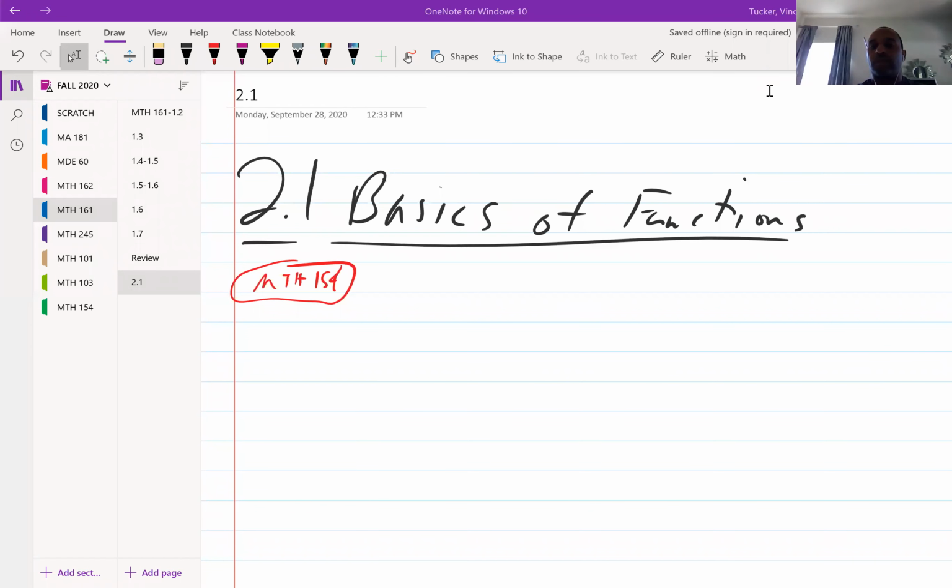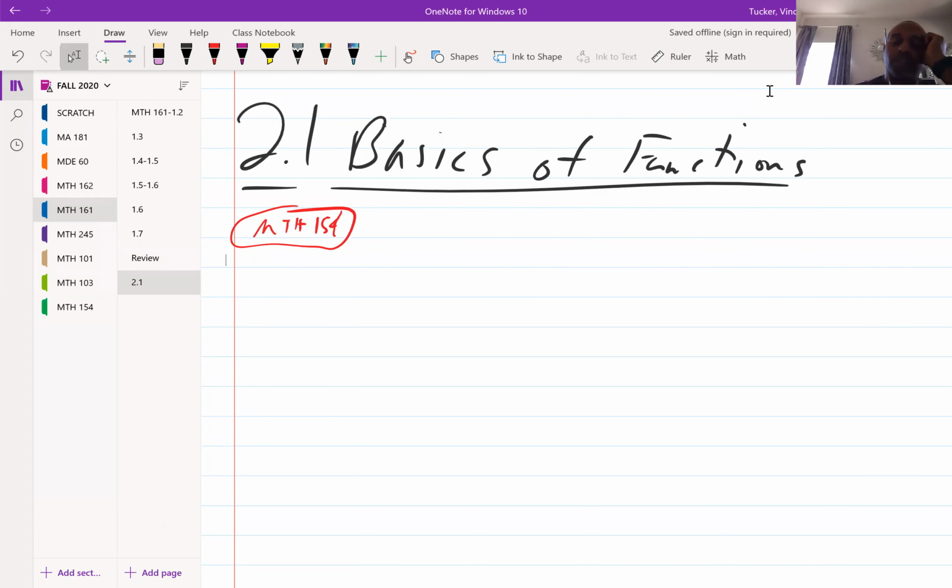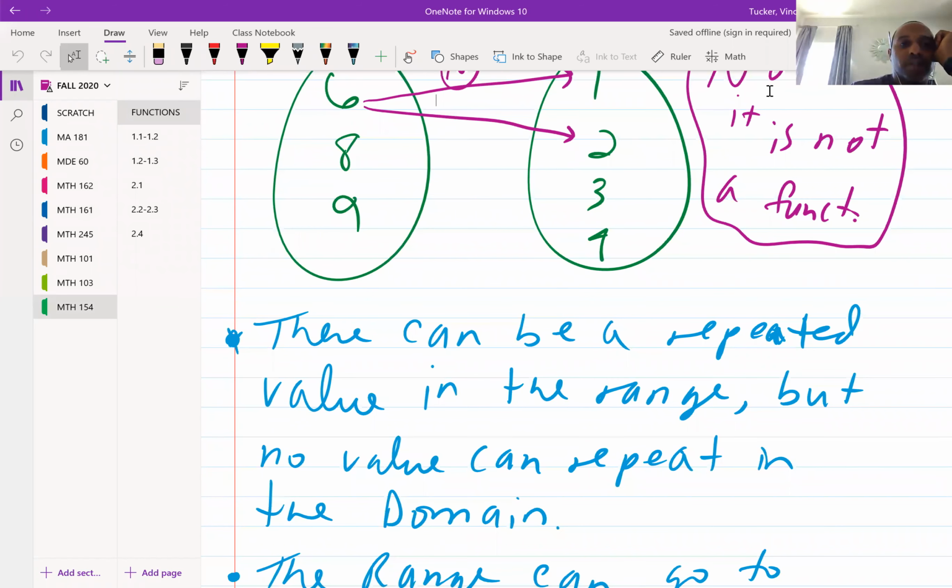All right, so we're looking at 2.1, basics of functions. And I already had the majority of these notes in another class, so I'm going there.